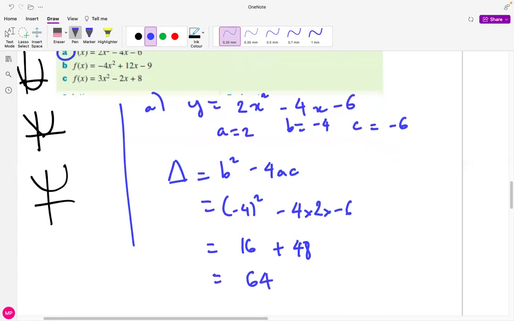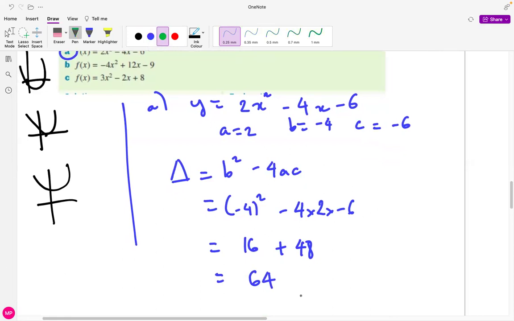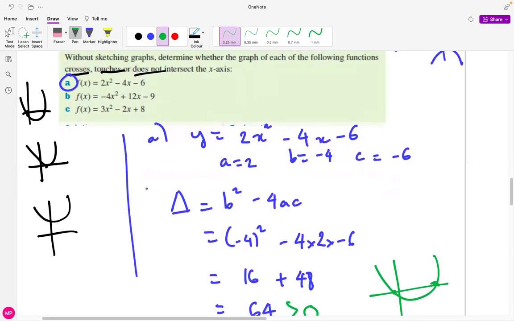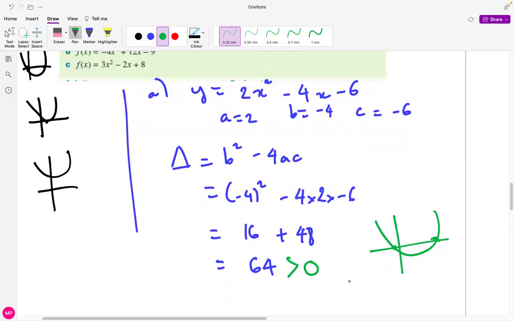Because 64 is a positive number, then surely it's going to have 2 x solutions. So it's going to cut the x-axis at 2 x-intercepts. In answer to this question, cut means it crosses over. So therefore it crosses the x-axis at two solutions, at 2 points.